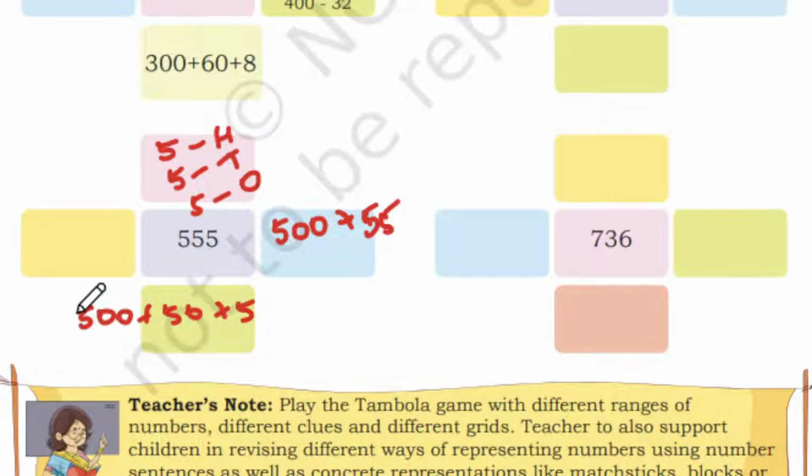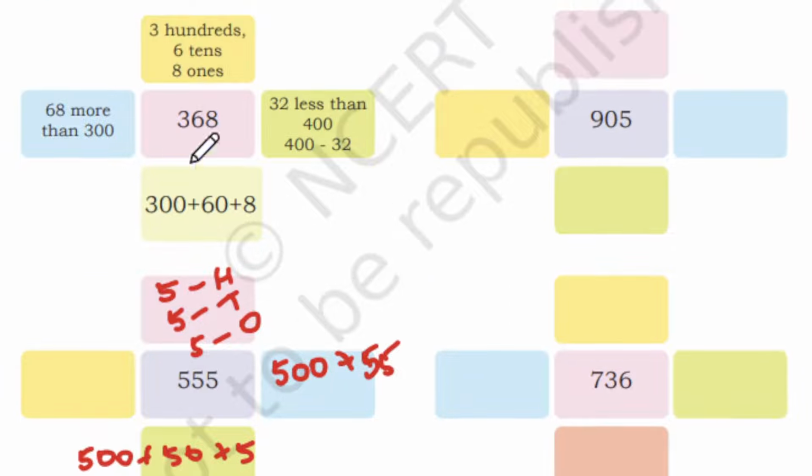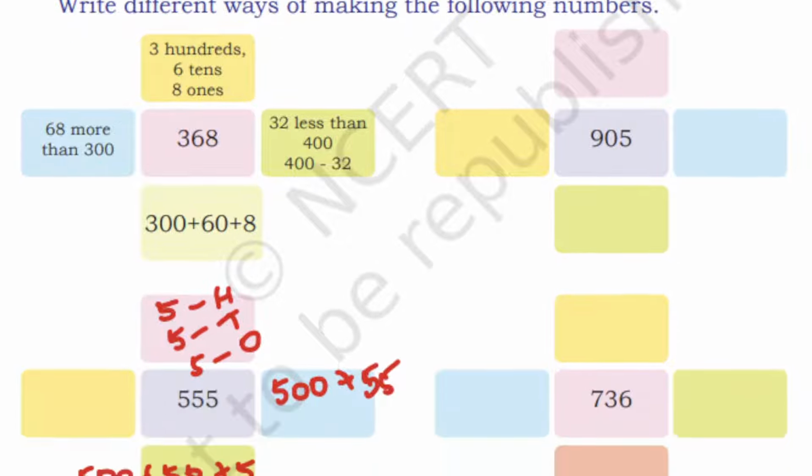So 500 minus, sorry, plus 55. So you have to write all these ways. So the example is already given here. So you have to write using this example. This one is very, very simple, okay?